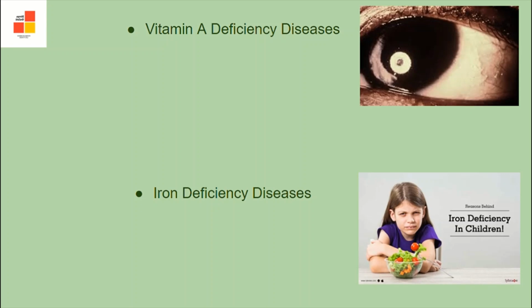Next, iron deficiency anemia. The most common nutritional disorder in both developed and developing countries is anemia. The most vulnerable groups are women 18 to 36 years of age, adolescent girls, pregnant women, and school-going children. It results in a low hemoglobin level in the blood.